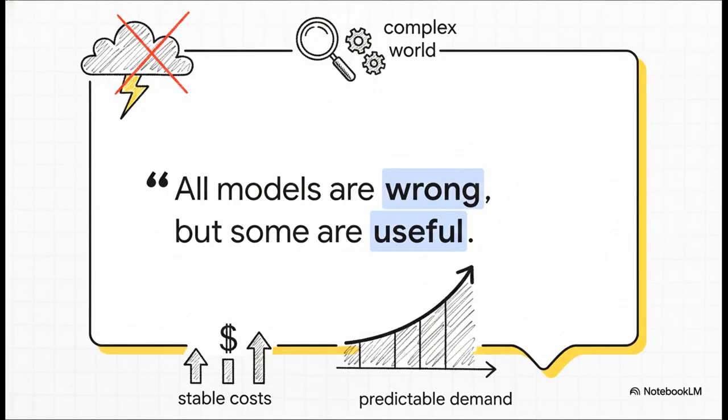We always have to approach these tools with a healthy dose of humility. There's a fantastic quote from the famous statistician George Box, and he said it best: all models are wrong, but some are useful. Our parabola model is a simplification of a very messy, complex world. It assumes things are stable. It gives us a strategic direction, a highly educated best guess, not an infallible prediction of the future.